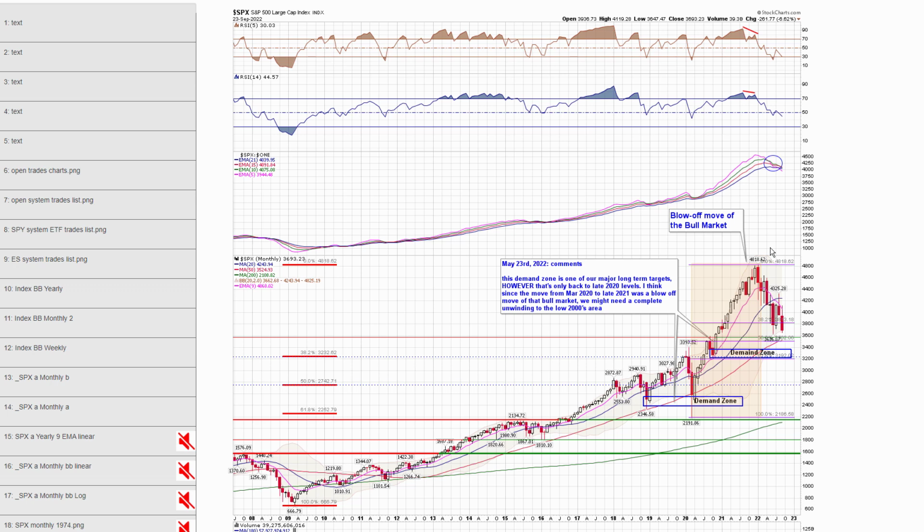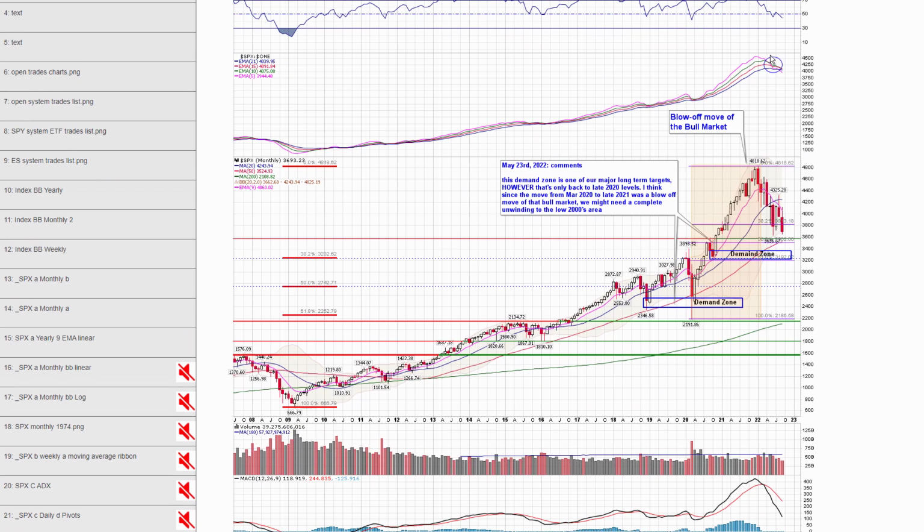Chapter 16, here's another monthly view. This is a chart we were showing early in the year. We talked about that blow-off move. By the way, guys, blow-off moves usually retrace all the way. So my concern longer term is we may need to retrace this whole move from that March 2020 low. Again, I don't think that's going to happen this year, not unless Putin launches tactical nukes or something like that. But that's something for a later time of the bear market, not now. But eventually it could go down there. But this demand zone around the 3,200, 3,300 area is one of our targets, perhaps this year.